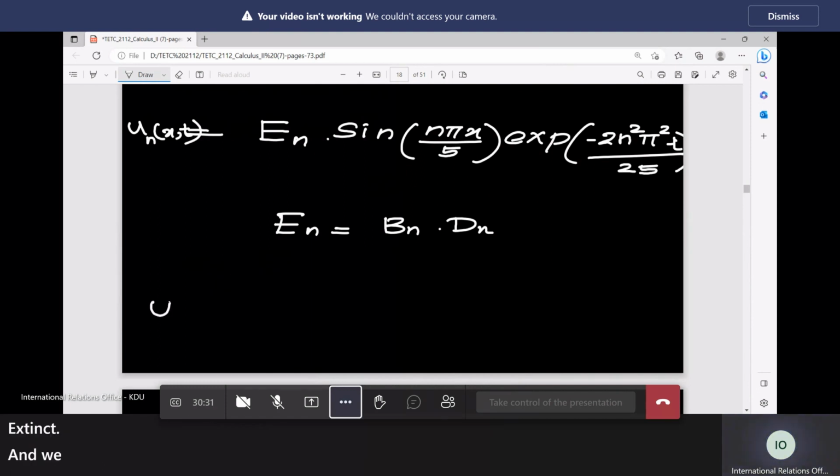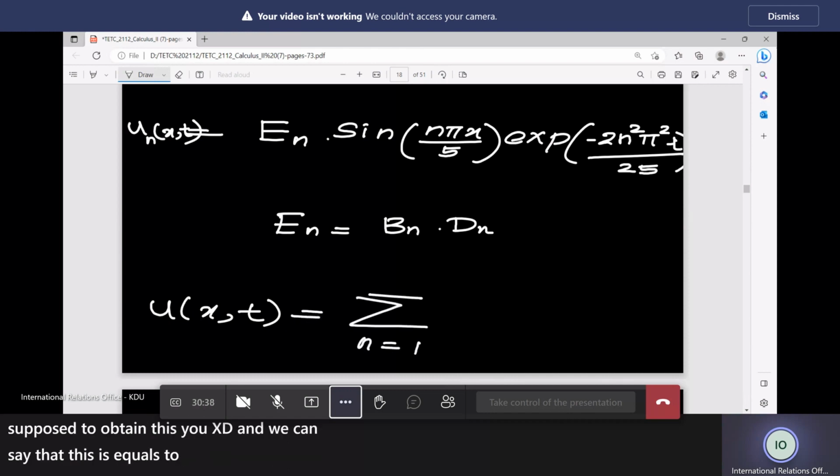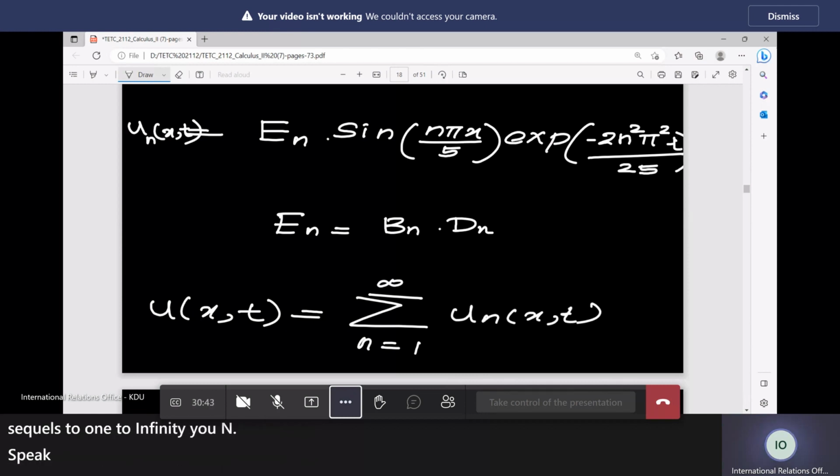The answer we are supposed to obtain is u of x, t, and we can say this equals the summation of n equals 1 to infinity of un of x, t. Any value of n, such as n equals 1, provides one solution, and n equals 2 provides another solution. But we need the exact solution, which is why we use this summation notation. We call this the superposition principle.